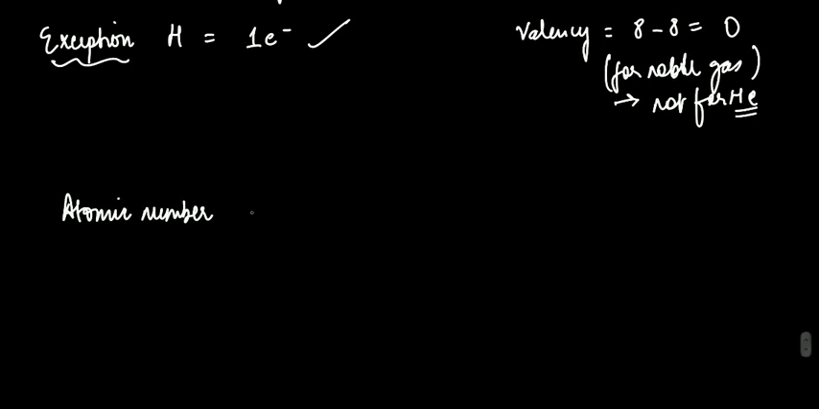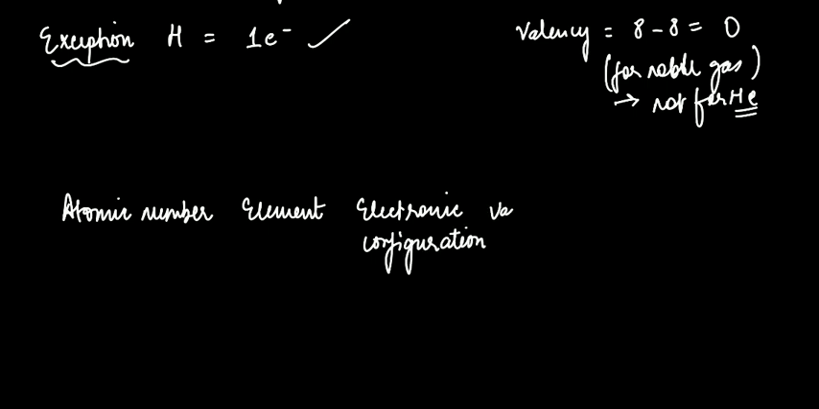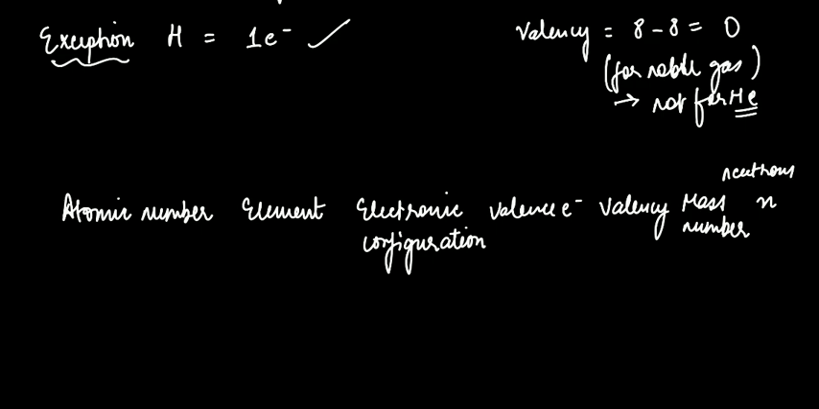So we know atomic number, we know element, we know about electronic configuration now. So we are very much ready to understand this chart. We know about valence electrons, we know about valency, and we know about mass number, and we know about neutrons also. So atomic number is equal to proton number and it is also equal to number of electrons inside a neutral atom. We are talking only about neutral atoms. We are not talking about ions over here.